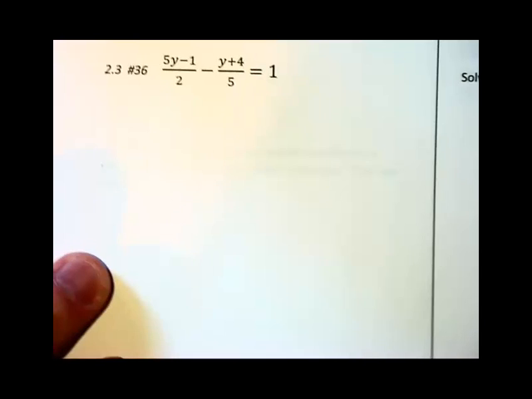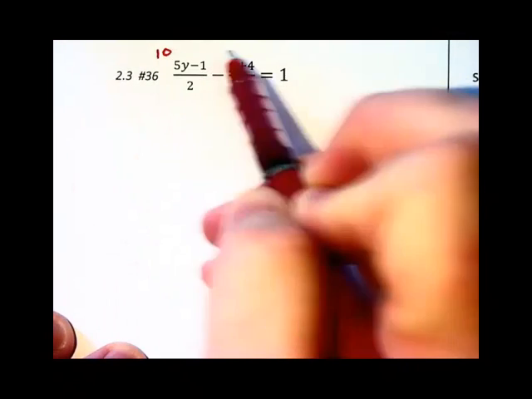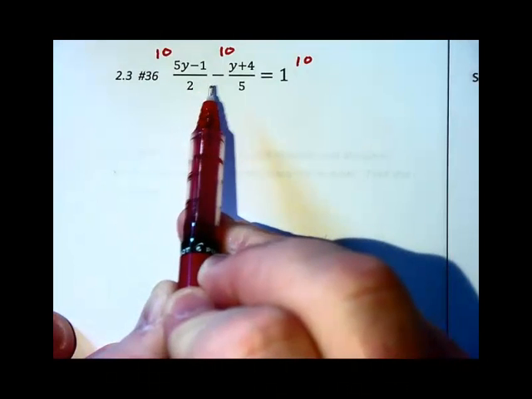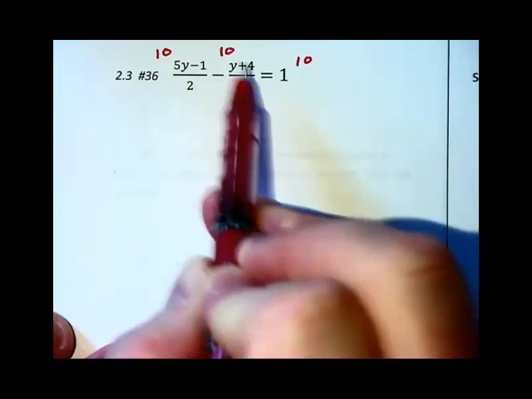In our next example, we see the denominators are 2 and 5, so we will be multiplying through by their least common multiple, which is 10. Now we need to be extra careful with that subtraction because there's a binomial after that subtraction, and we need to make sure that we distribute that negative into both numbers in the numerator.